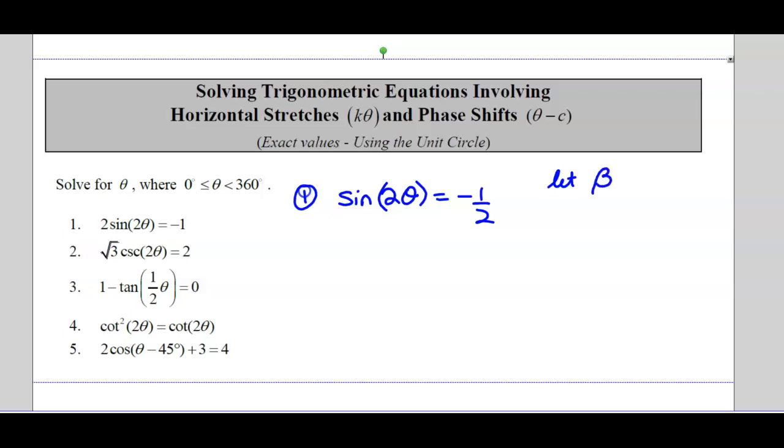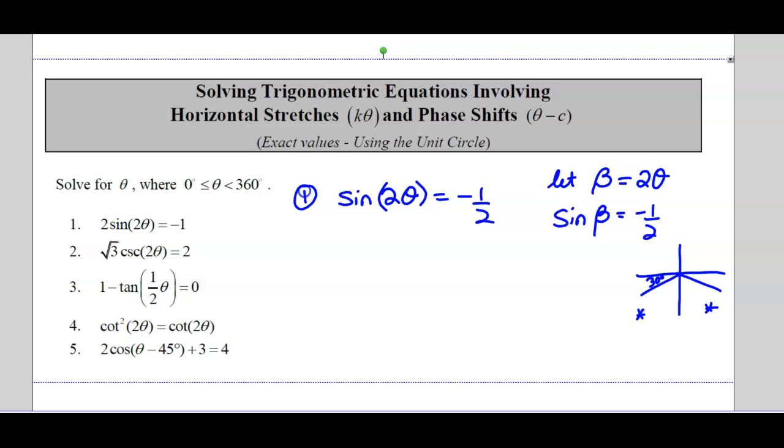We could let beta equal 2 theta. Then what would we be solving? We'd be solving sine of beta equals negative 1/2. Well, you've been doing that for a while now. Sine is negative in the third and fourth quadrants. Negative 1/2 would be there and there. In this case, it says in degrees, so the reference angle would be 30 degrees. So your angles would be 210 and 330 for beta.